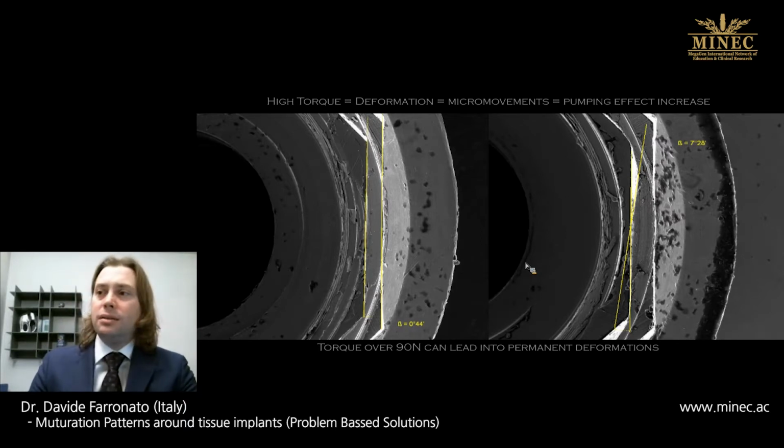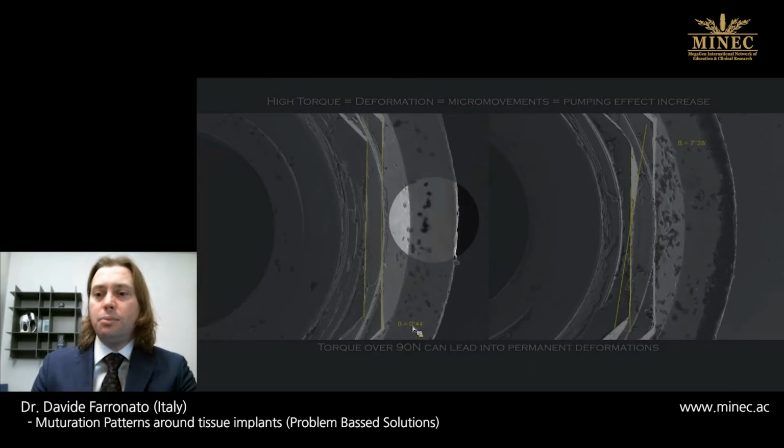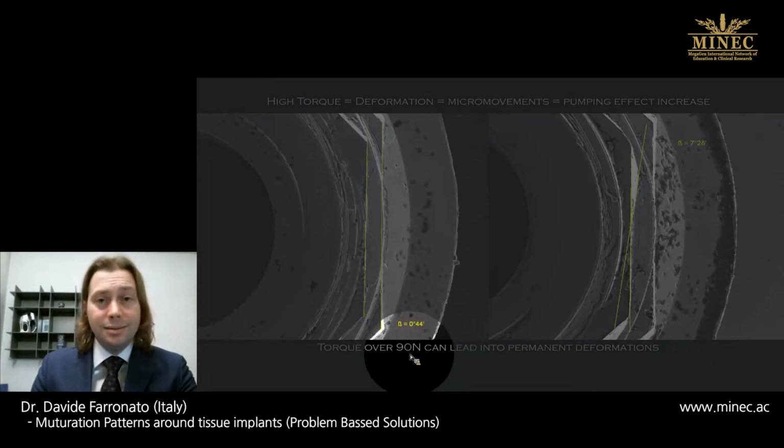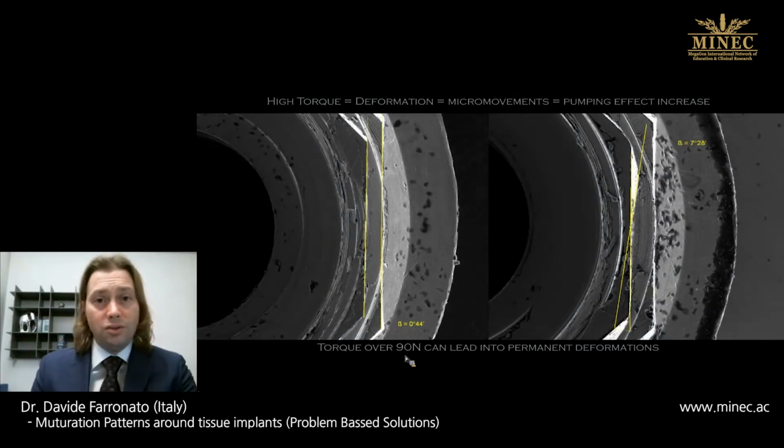Please remember that generally in most implants, if you reach more than 90 newtons of insertion torque, you are making a permanent deformation of the internal connection. We will see something about connection quite soon, and you will see that it's a very bad thing. You will not see this, you will not understand that this is happening, but it happens. So please never overpass 90 newtons. Try to stay inside the newtons that the company suggests to be safe, so 50 to 60 newtons is more than enough.